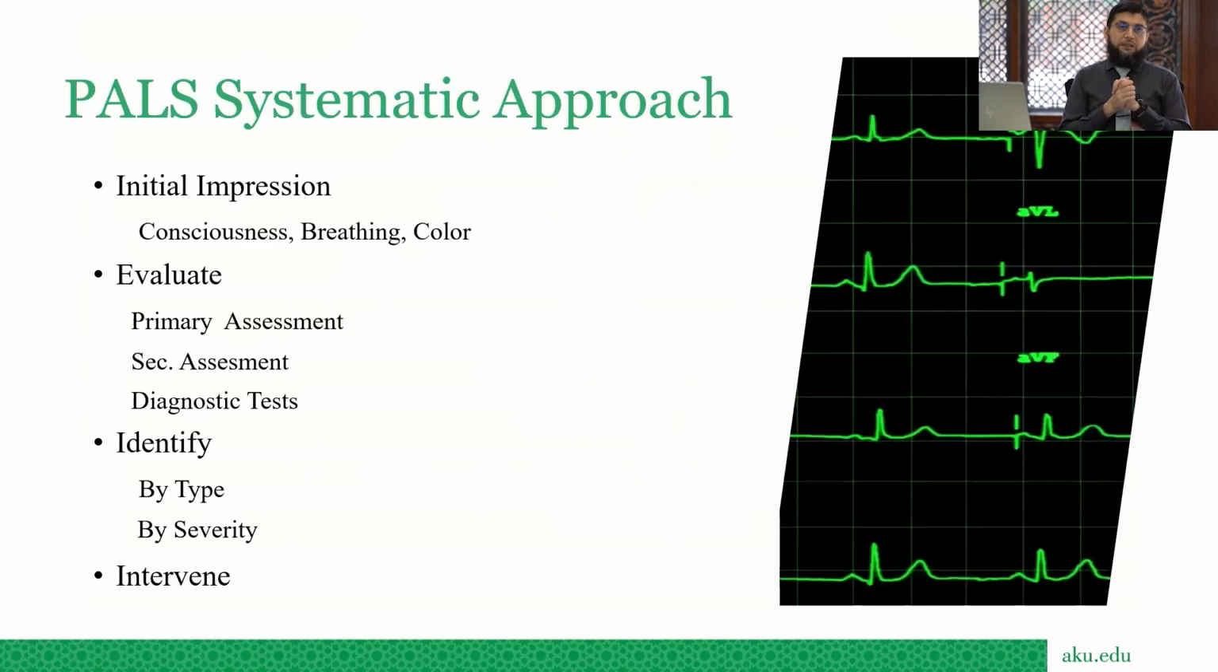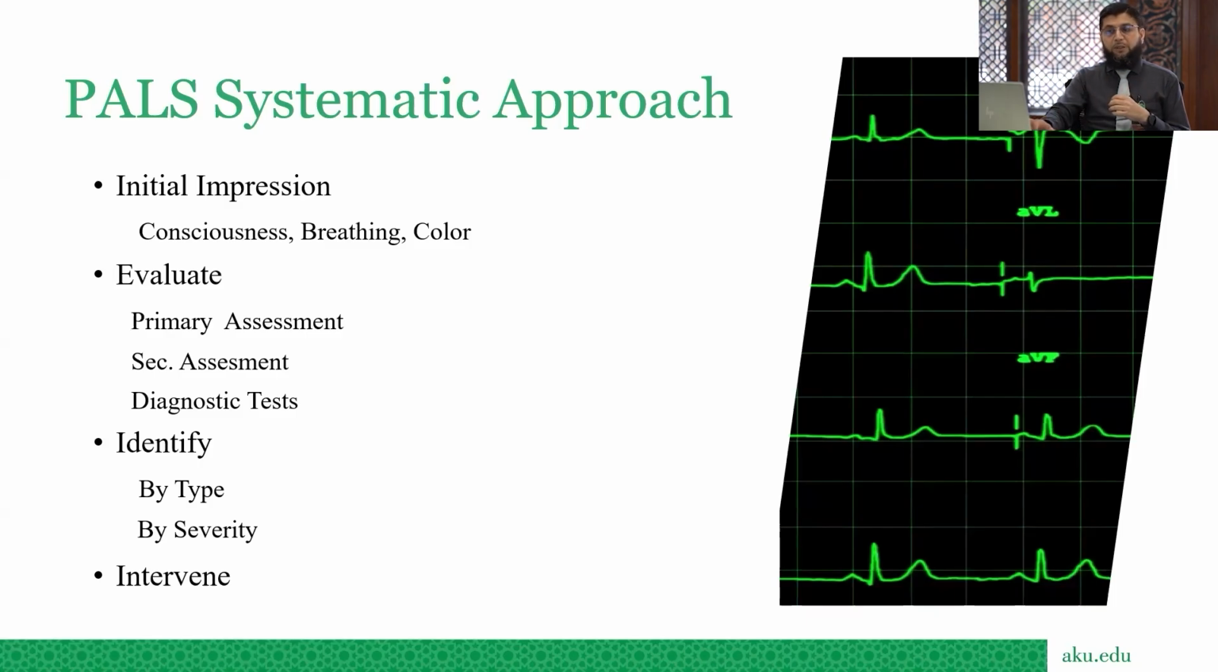As per PALS algorithm, one needs to have an initial impression, that is consciousness, breathing, and color. You can just see by looking at the consciousness, breathing, and color, looking at the patient, you can identify whether this is a life-threatening problem or not, whether the child has breathing, how is the child's color, is the child cyanosed, is the child pale, is the child normal.